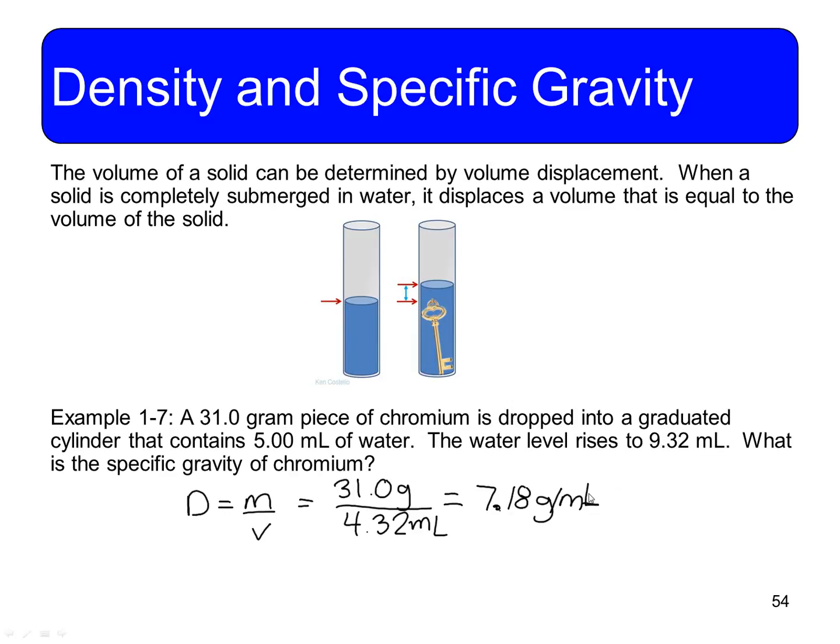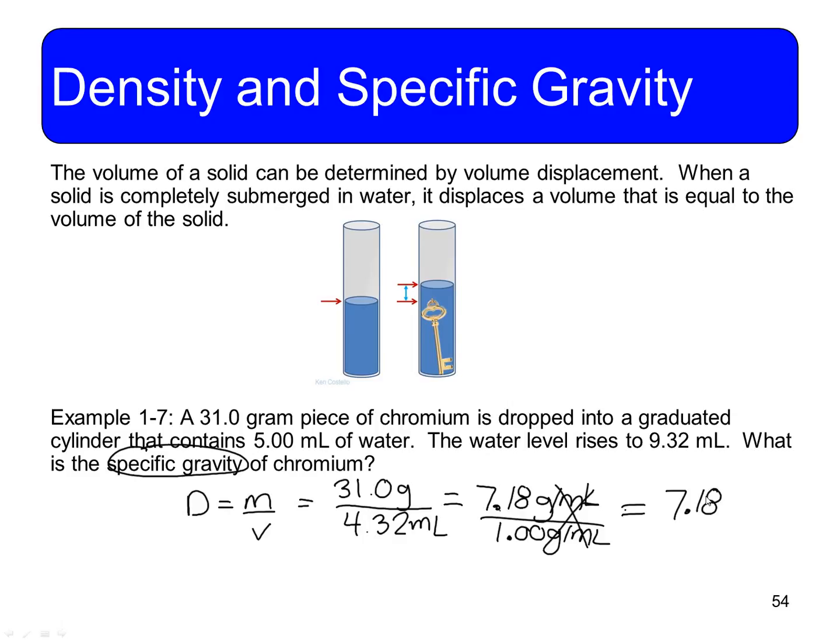If we're looking for specific gravity, really it's just density without units, but we'll go ahead and show it. We would divide the density by 1 because that's the density of water. Therefore, our units cancel, so we're left with 7.18. It would tell you the specific gravity of this substance is 7.18. Any questions?